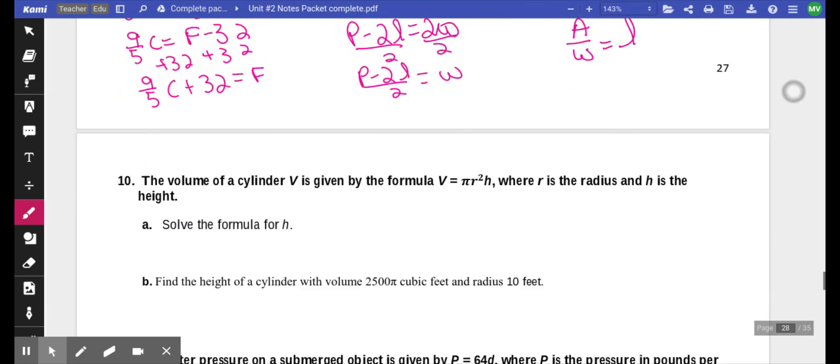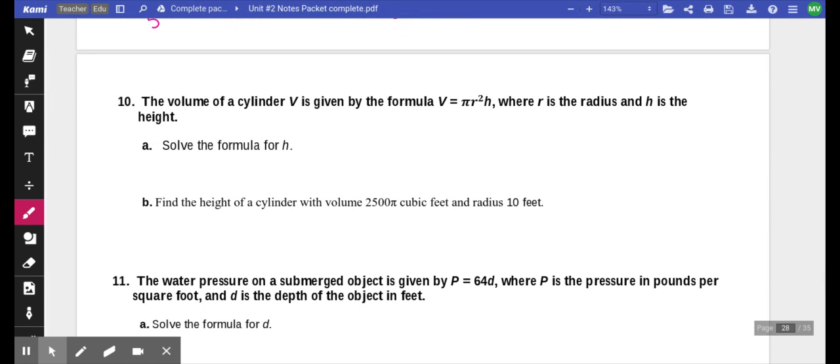So number 10 now says the volume of a cylinder V is given by the formula V equals pi r squared h, where r is the radius and h is the height. Solve the formula for h. So I know that volume equals pi r squared h, and I really want to get h alone. So this is all multiplication here, so I can divide both sides by pi r squared. And that gives me that h equals volume divided by pi r squared.